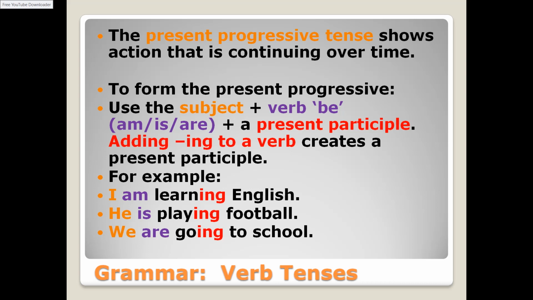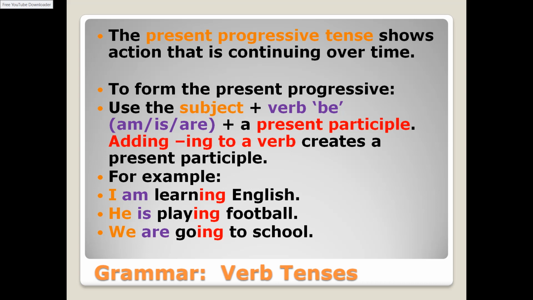So in a present progressive sentence here, we have a subject followed by verb be, which is ultimately followed by a present participle. We see how we are changing a verb to a present participle. We have to add ing to a verb. Now it becomes a present participle.